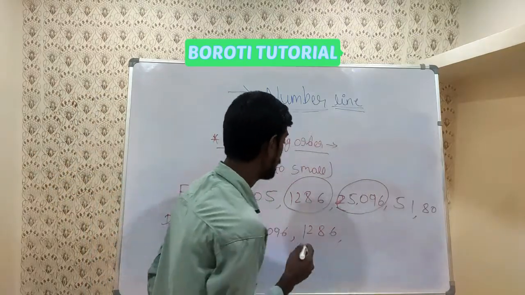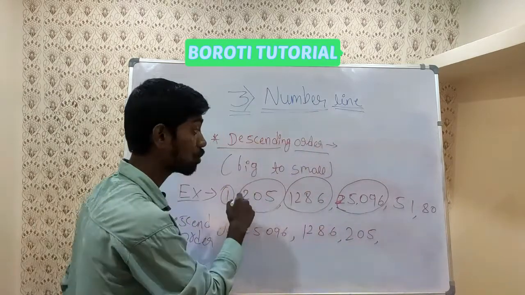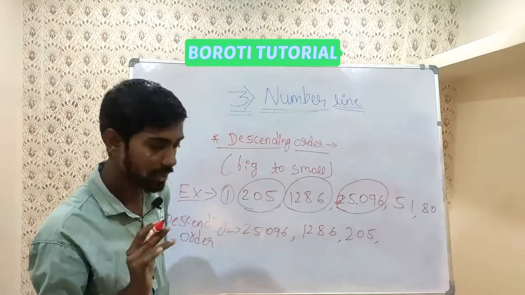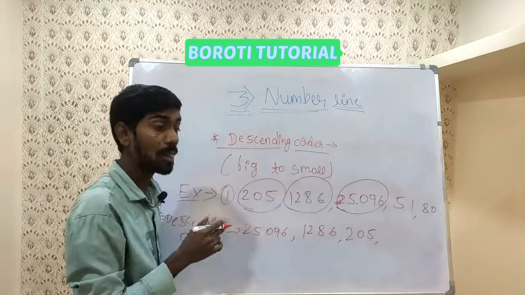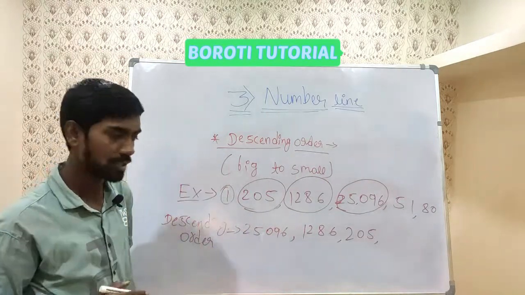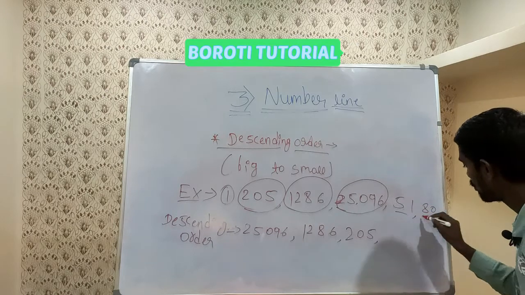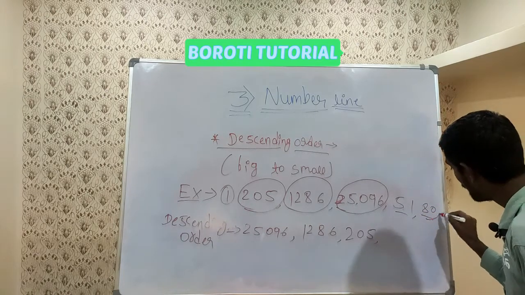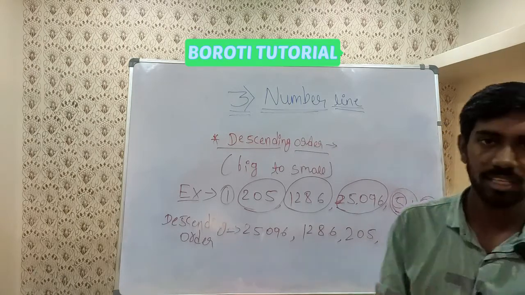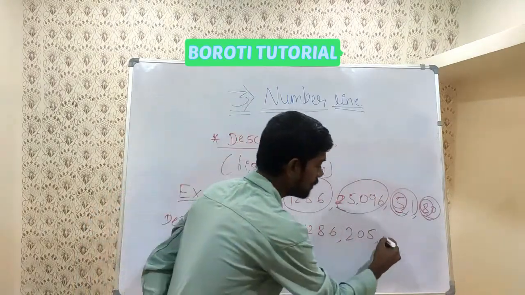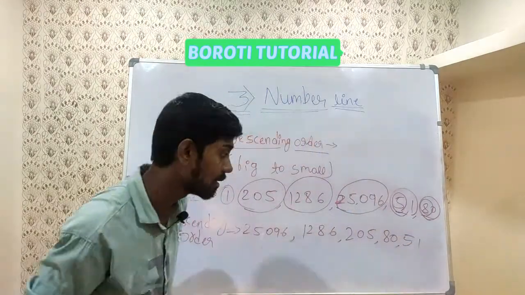The next number will be 205, which has 3 digits. That's why 205 will be bigger than 51 and 80. Because we are going from biggest to smallest, whereas in ascending order we went from smallest to biggest. Now out of 51 and 80, which is the bigger number? Both have the same number of digits, 2. Comparing the tens digits, it is 8 and 5. Which one is bigger in the tens place? 8 is bigger than 5, that's why we write 80. And the last one will be the smallest, the remaining one, which is 51.